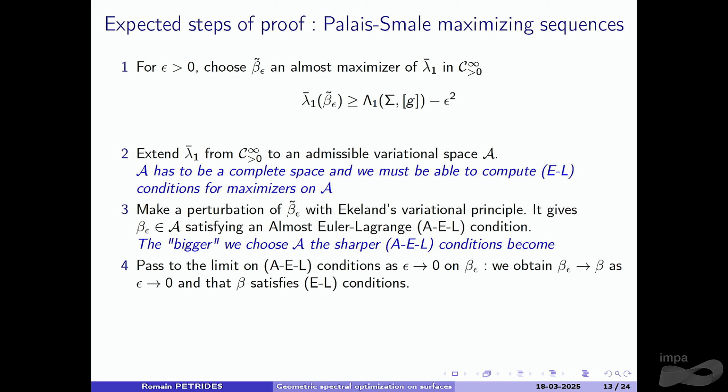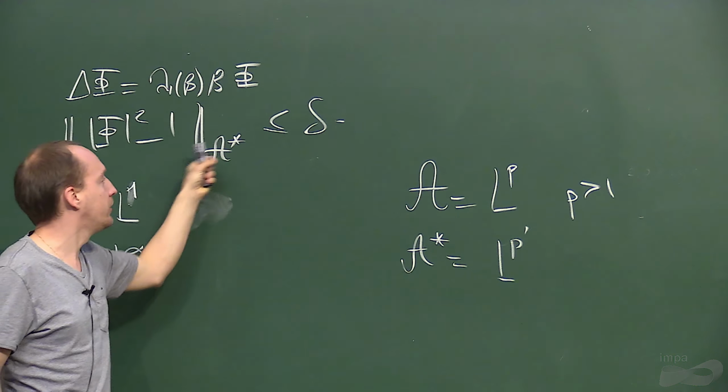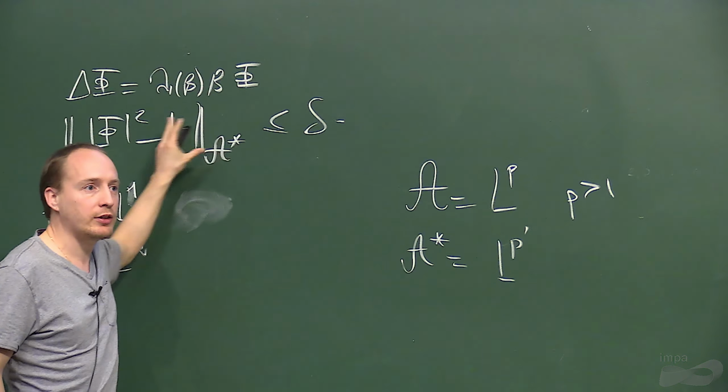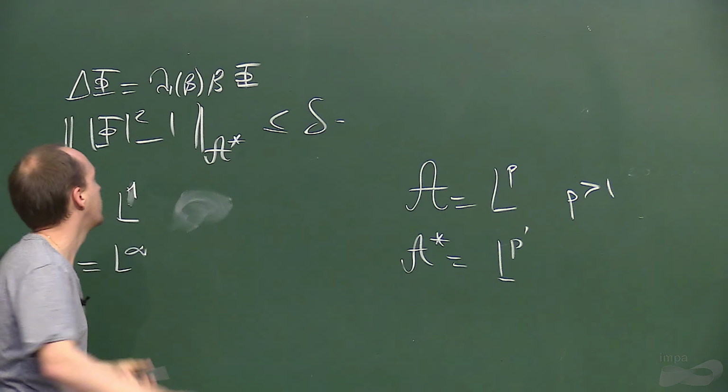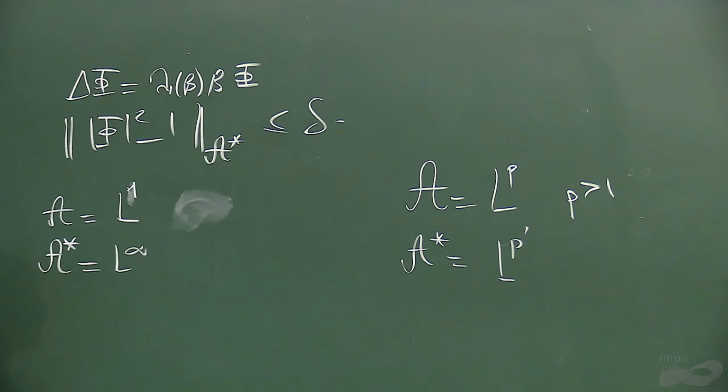Let's continue the sketch of proof. So you have your sequence which almost satisfies the Lagrange condition, and now we would like to get convergence. If you know that the set of points that satisfy the Lagrange condition, so the set of critical points, is compact, you can imagine that the set of almost critical points is compact. And if the almost is stated in terms of a restricted norm, which is less than delta, it's good.